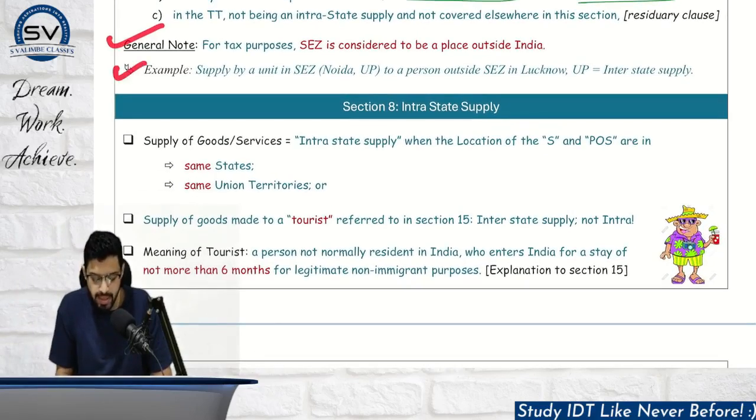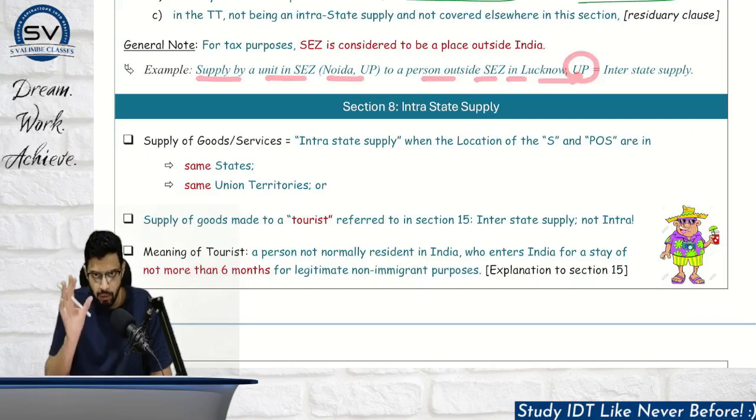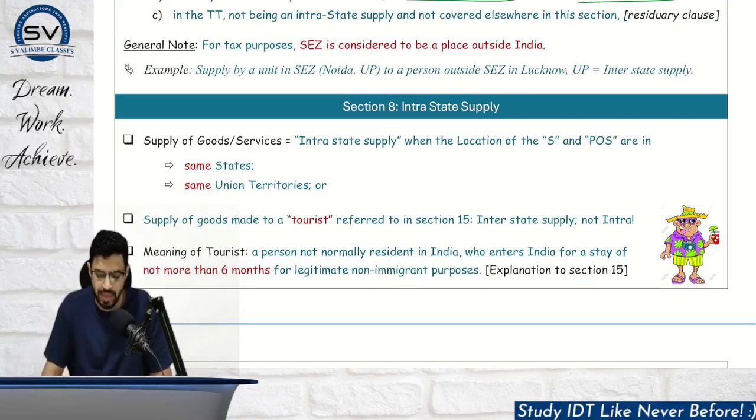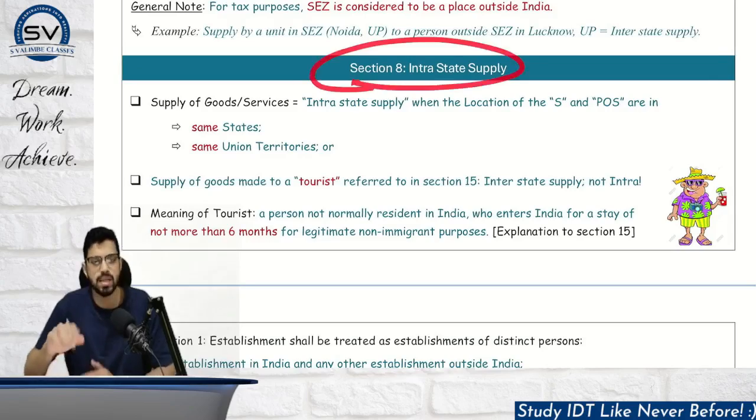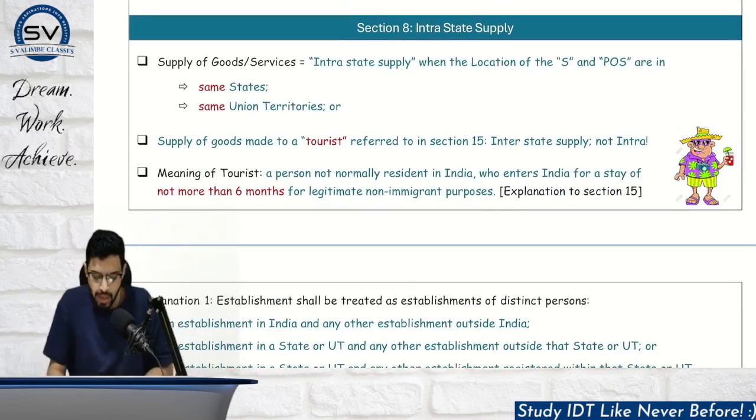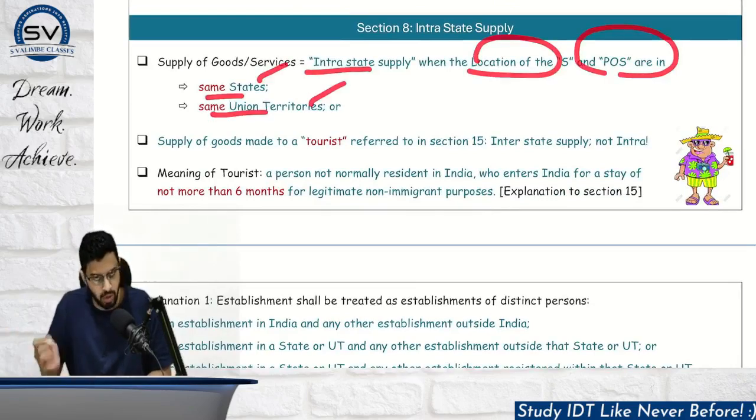Let's see this small example. Supply by a unit in SEZ Noida, UP, to a person outside SEZ in Lucknow, UP. If you see, the state is same, but the supplier is in SEZ and the recipient is not in SEZ, so it will be considered as an interstate supply regardless of the fact that they are in the same state of UP. Intrastate is completely opposite of section number 7. So intrastate means location of supplier and place of supply are in the same state or same union territory.